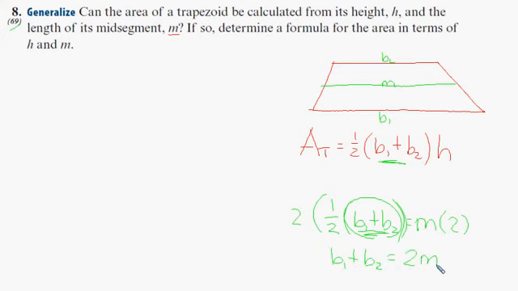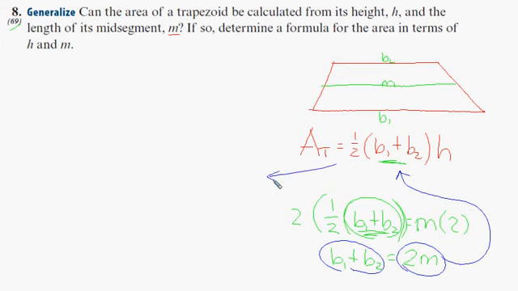All right? So now we have a substitution. If we know that this equals 2m, we can plug a 2m in right there. Okay? So let's rewrite this, and I'm just going to rewrite it over here because I'm running out of room here. So I have 1/2 times the quantity 2m, because I've substituted, times h. Well, look, these 2's cancel, and so we have mh. So what we have here is the area of a trapezoid is equal to m times h.